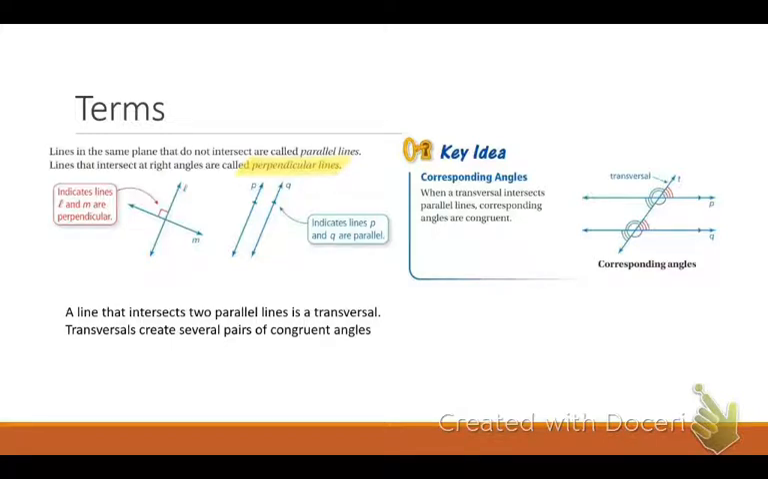Okay, now this point down here is really important in your notes. I need you to highlight it. I need you to star it. A line that intersects two parallel lines is called a transversal. Transversals create several pairs of congruent angles.